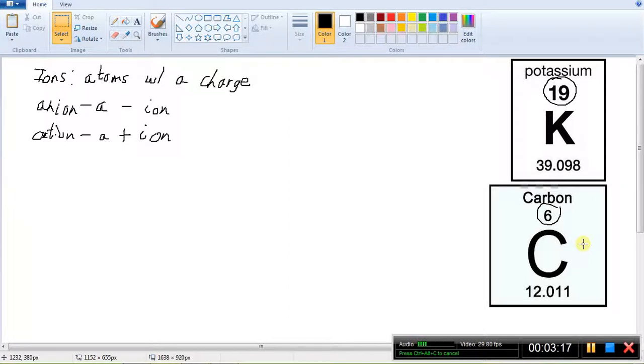Now if we look at different elements, we can see that some of them are more likely to gain electrons and some of them are more likely to lose electrons. So some of them are more likely to become anions by gaining an electron, some of them are more likely to become cations by losing an electron. So let's add to our definition here. An anion is a negative ion, it gains electrons. Remember, e negative is just an abbreviation for electrons, and then a cation will be, we lose electrons.